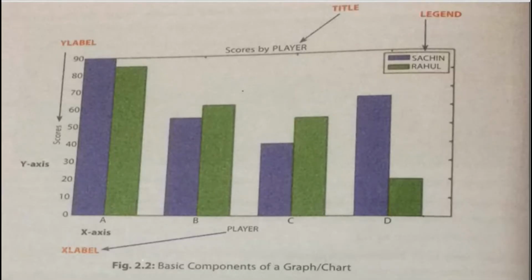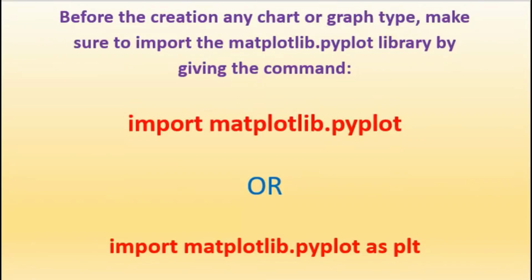Now you can see here the different parts that have been shown by labeling, as the basic components of a graph or chart. This is the title here. You can see the legend. You can see the Y label. This is the X label. In this way, the different components of a graph or chart can be visualized. When you do the program also, the same kind of output will appear. But remember, while doing the program, don't forget this one: at the beginning, you must give either of the import commands in order to draw a chart or a graph.